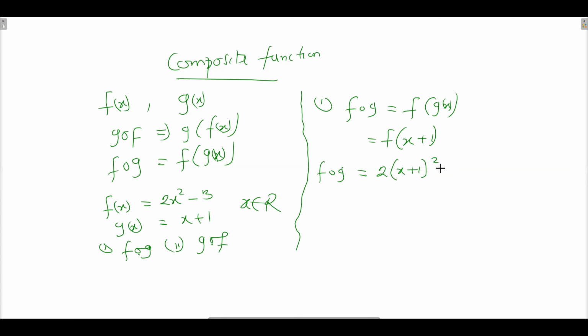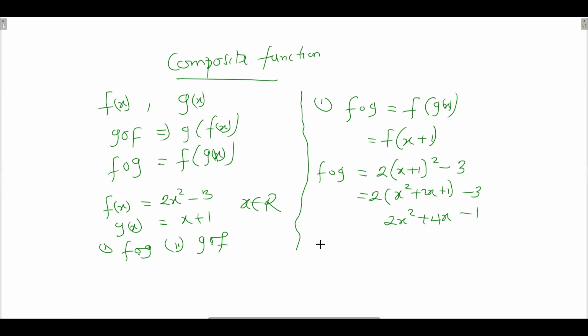So I put x plus 1 all squared minus 3. I will simplify this one. I have 2 into bracket x squared plus 2x plus 1 minus 3. That will be 2x squared plus 4x plus 2 minus 3. That will give us 2x squared plus 4x minus 1. That's the meaning of FOG. That means f of g.